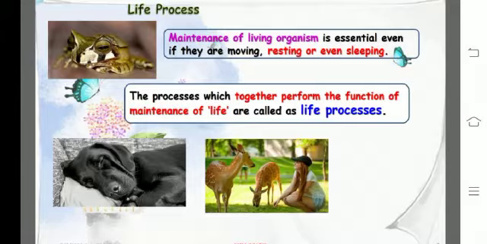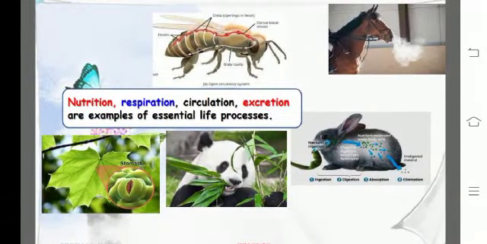The life process means the functions performed together. Not only the body, but the environment and the organs of our body, everything performs together. That is called life process. Here, four things are examples of essential life processes. The first one is nutrition, respiration, circulation and excretion. What are they? Nutrition, respiration, circulation and excretion.